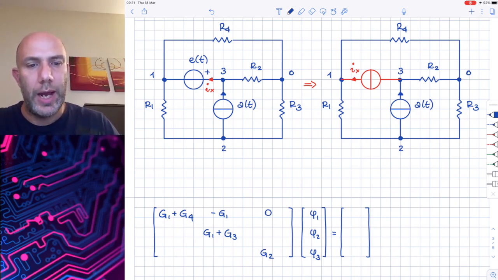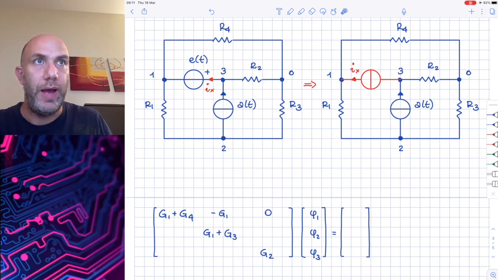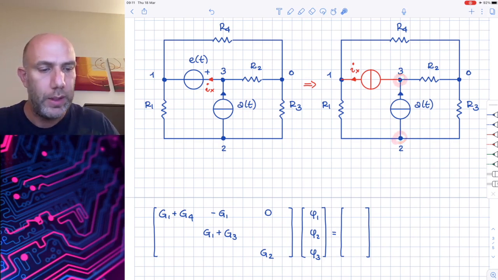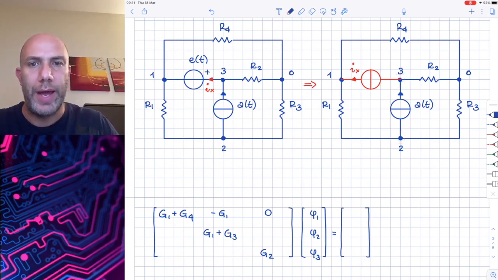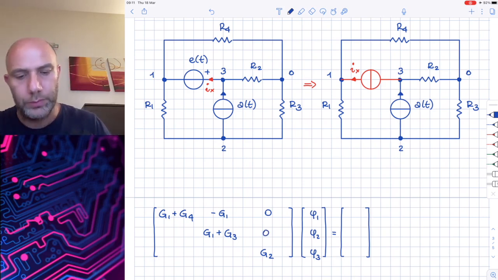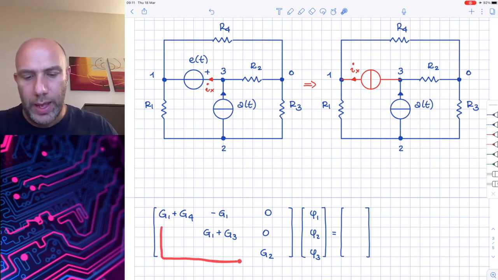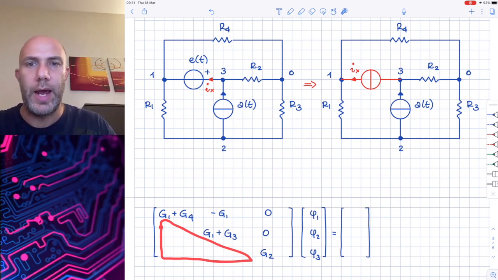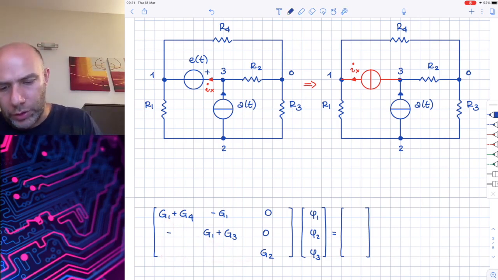Now let's try to fill this empty space here in position 2, 3. We should put the value of the conductance that connects directly node 2 to node 3. Also in this case, we don't have any conductance, and so we have 0. The nice thing is that we don't have to do anything else to fill this part of the matrix, because we know that the matrix is symmetric. And so we can directly put minus G1, 0, and 0.